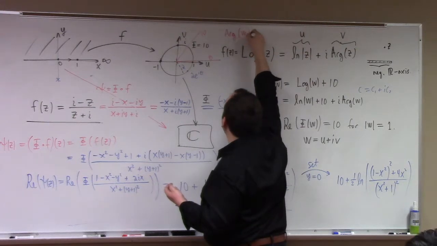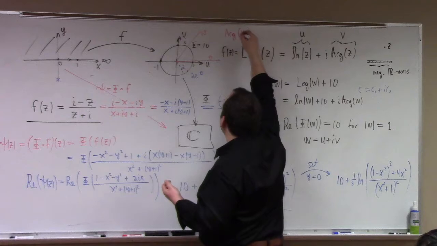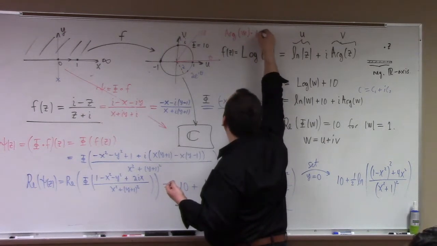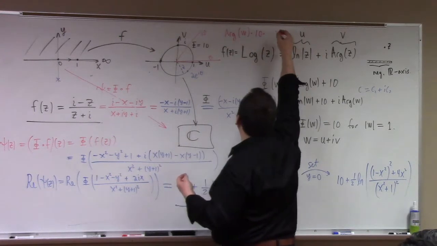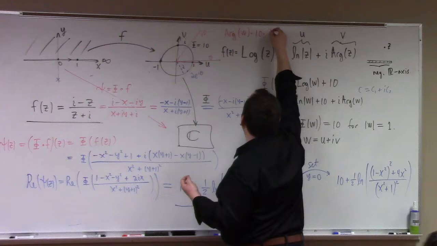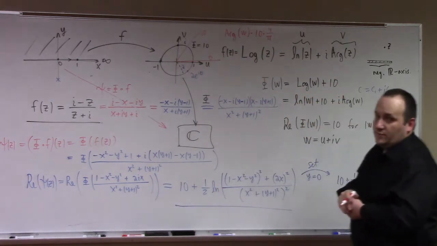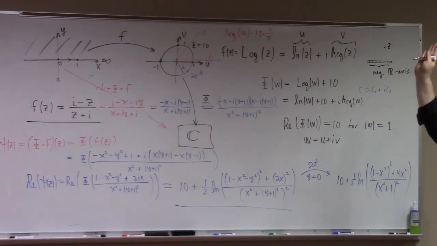Arg of W. And if we want that to be 10 when we're at pi over 4, what do we do? Get rid of the pi over 4, multiply by 4 over pi. So this function will be 0 on the u-axis, and it'll be 10 along the pi over 4, right?